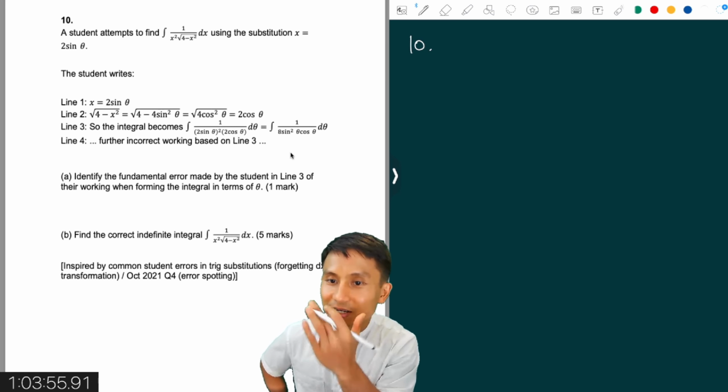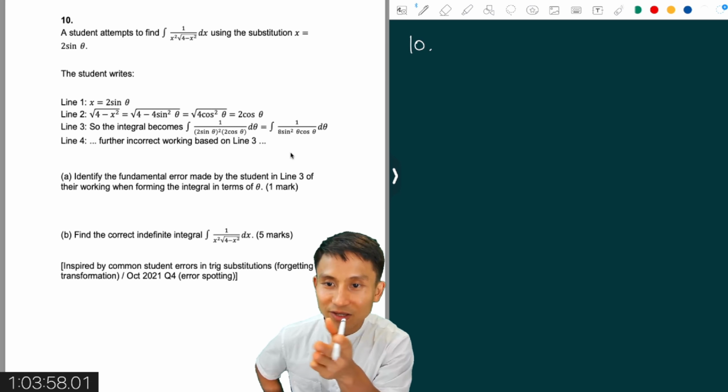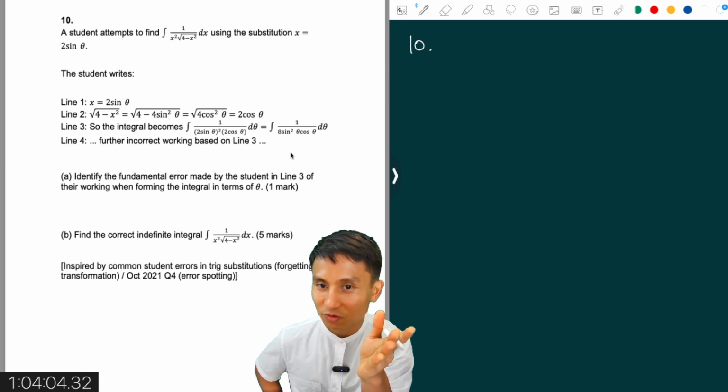Okay, let's see the second line. Everything is fine. Just using the identity to change from the sine to the cos, and then take the square root. You get 2 cos theta there.